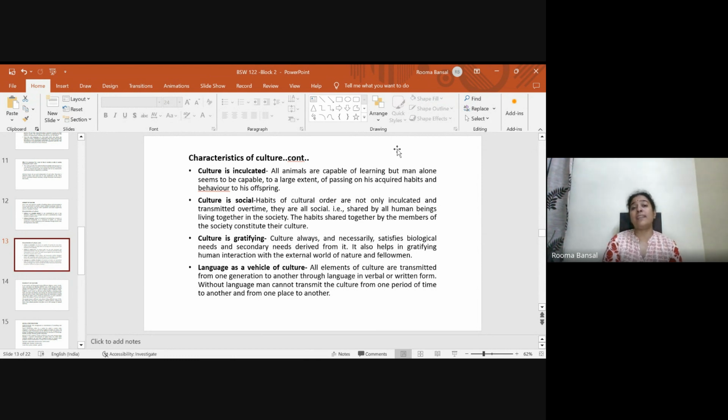And living together in the society itself says that you must have the habit of sharing. Culture is gratifying. Culture always and necessarily satisfies biological needs and secondary needs derived from it. It also helps in gratifying human interaction with the external world of nature and fellow men.